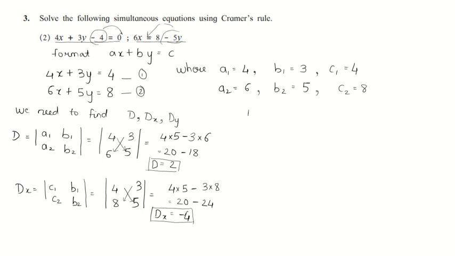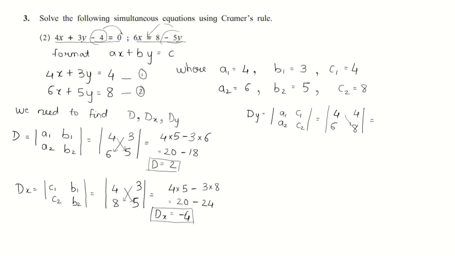Now find the value of dy, which is equal to the determinant a1 a2, c1 c2, which is equal to 4 6, 4 8. Always cross check that we are taking the correct values, otherwise our answer will come out wrong.